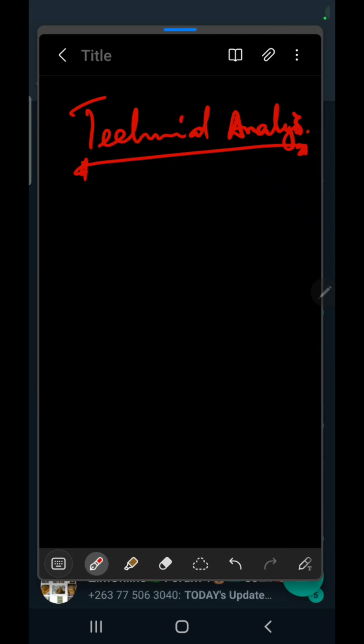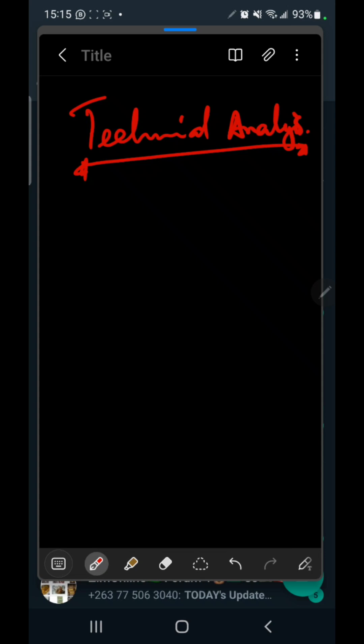So basically, technical analysis is the study of the past price movements in order to predict the future price movements. So it is more of using the concept of probabilities, the same way that price has moved in the past can also influence how price is going to move in the future.